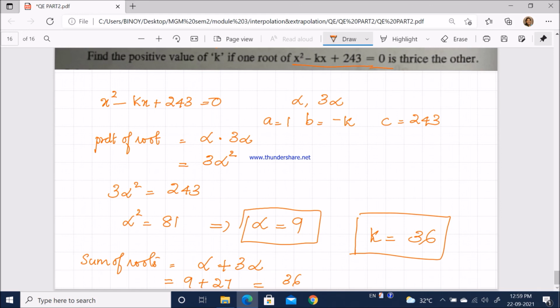So we are asked to find the positive value of k if one of the roots is thrice the other. So the first root is alpha and the other one is 3 alpha. From the product of roots formula, we substitute to get the value of alpha. So we got the value of alpha as 9. So the sum of the roots is alpha plus 3 alpha, that is 36. So substituting it for k, we get 36. So the value of k is 36.